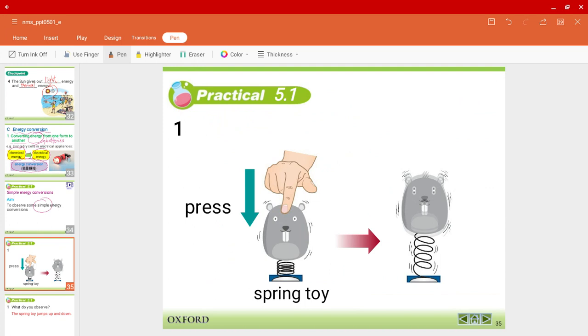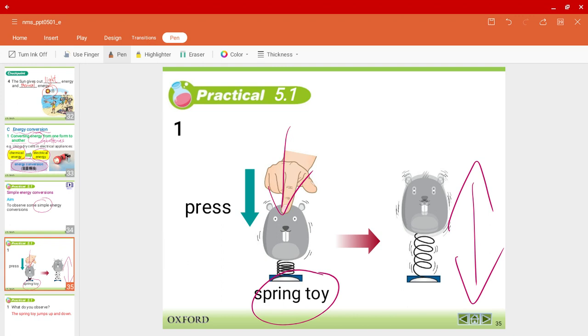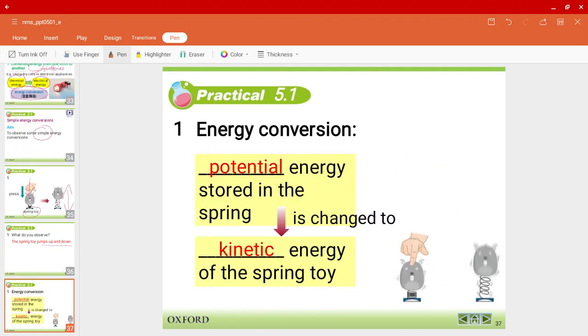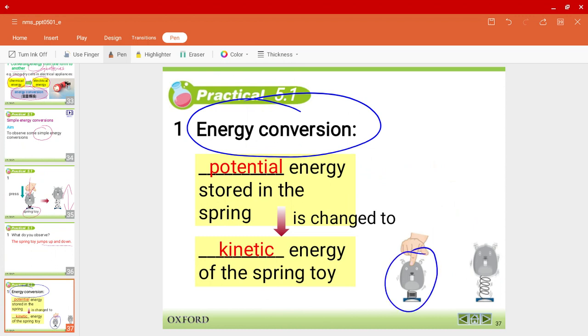For example, when we have a spring toy and we place our finger on top of it, it will of course go back and forth. What we observe is the toy jumping up and down, and what we need to deal with is the energy conversion. First off, we already know that there's potential energy stored in the spring, and after we place some force on it, the spring toy will move or jump up and down, and this is a form of kinetic energy. So the energy conversion over here is from potential energy to kinetic energy.